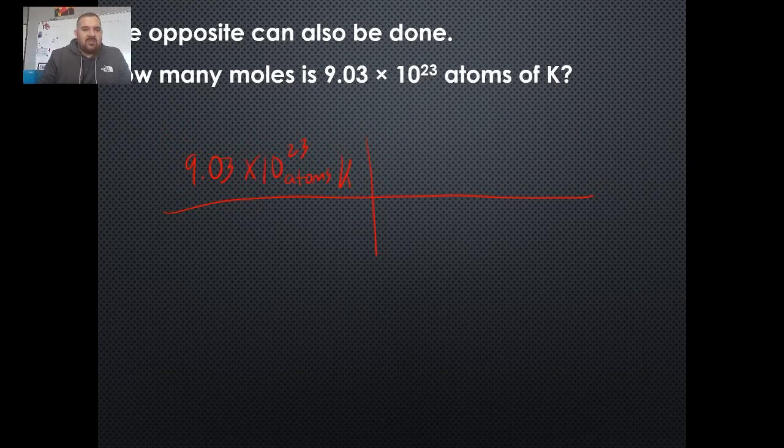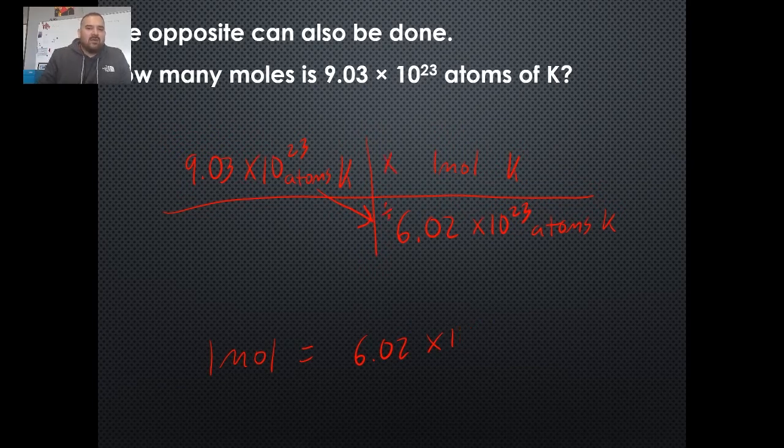So our conversion is going to be 1 mole is equal to 6.02 times 10 to the power of 23. Because we have atoms up here, we need to put atoms down here. So we're going to put 6.02 times 10 to the power of 23 atoms of potassium is equal to 1 mole of potassium. Then we're just going to divide by the bottom, and then multiply by the top.